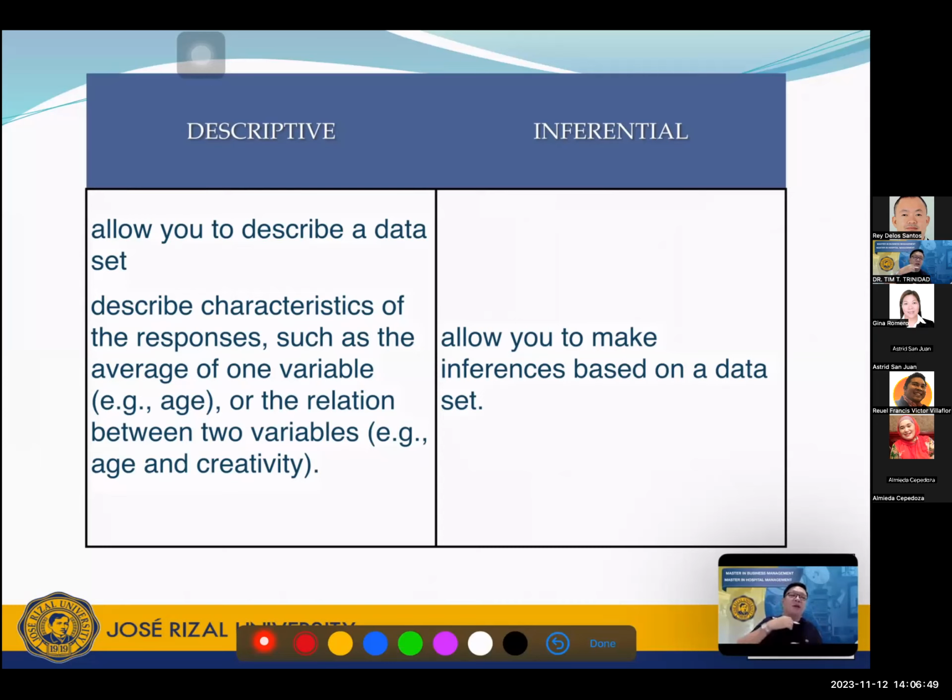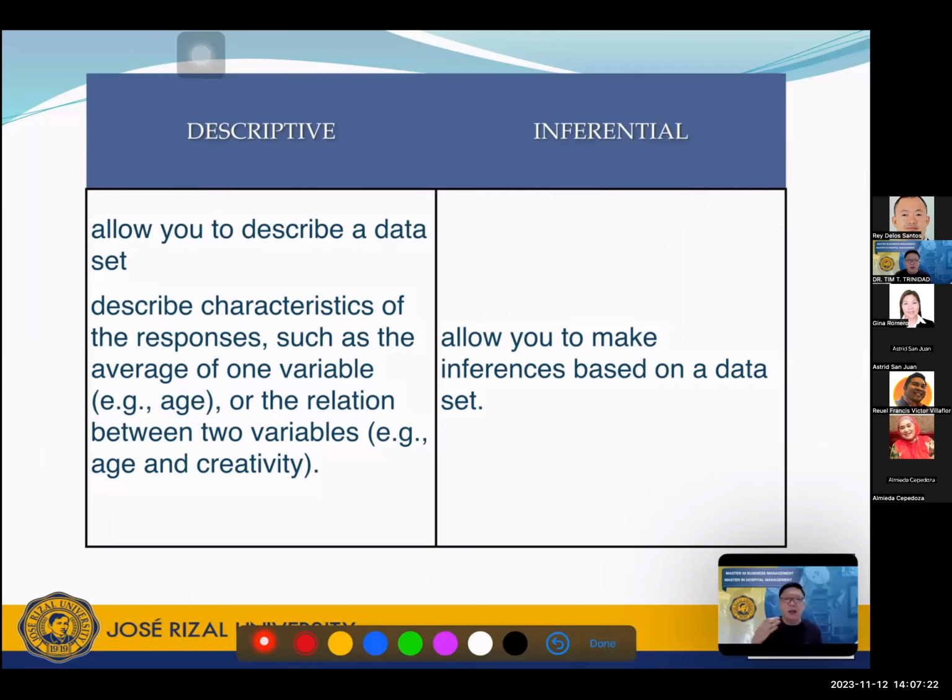That is the only thing that you're going to report, but report it in terms of the descriptive stats. And what are the descriptive stats? These are the measures of your central tendency, measures of dispersion, and the frequency distribution. So you have to describe the characteristics of the response, such as average only, or the relations between two variables. So wala kang conclusions, wala kang judgment na gagawin in a descriptive statistics. You just have to report what you see.